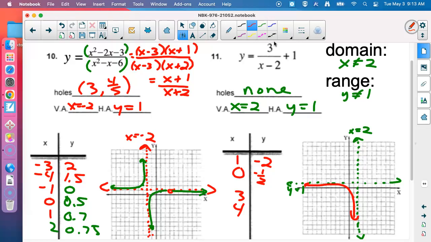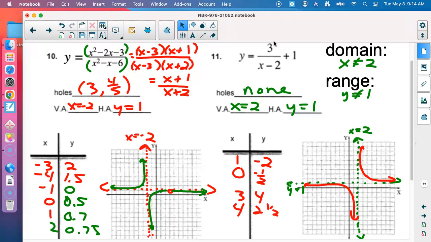Then we'll put a 3 in here. 3 minus 2 is 1. 3 divided by 1 is 3, and 3 plus 1 is 4. And we'll put a 4 in. 4 minus 2 is 2. 3 divided by 2 is 1 1/2. 1 1/2 plus 1 is 2 1/2. So 3, 4. And 4, 2 1/2. And always double check. Make sure your branches don't cross those asymptotes. And we've got it.